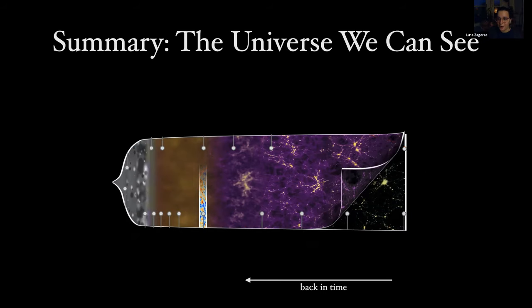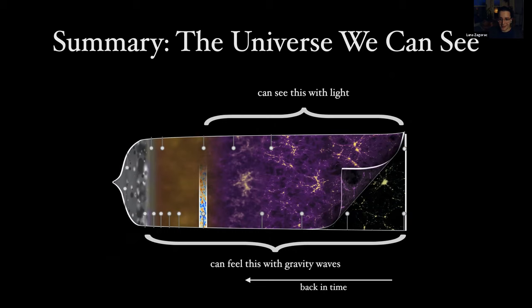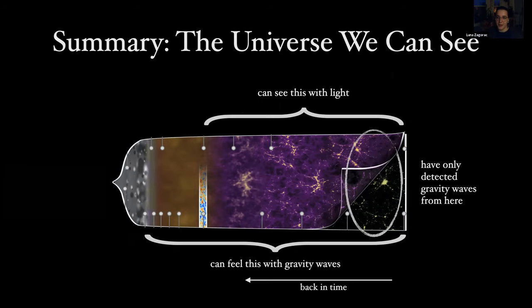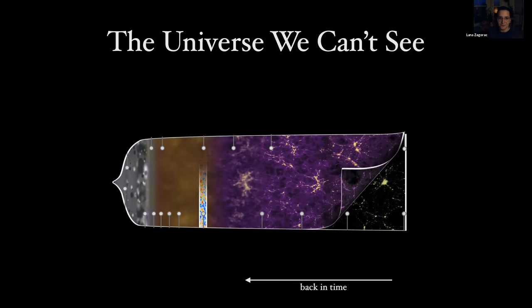So just to summarize, the universe we can see and the universe we can't see. So the universe we can see is here. We can see this part with light, and we can feel this part with gravity waves, right? However, we've only detected gravity waves from here, but this is an active area of research. More gravitational observatories are going up, and hopefully we'll be able to feel more and more of our universe and really get those answers past that cosmic microwave background and that thick velvet curtain stopping our light.